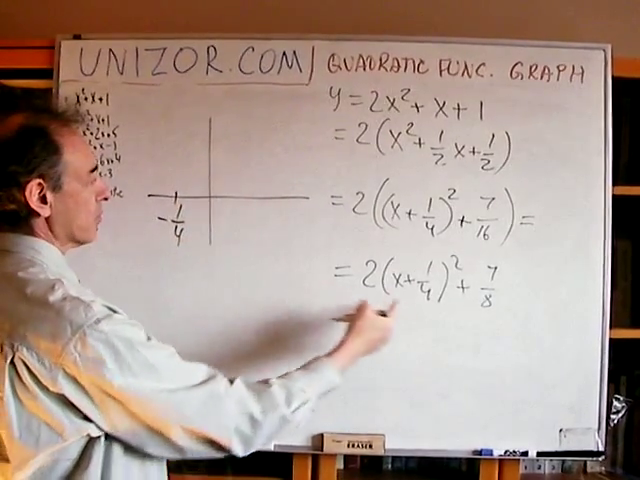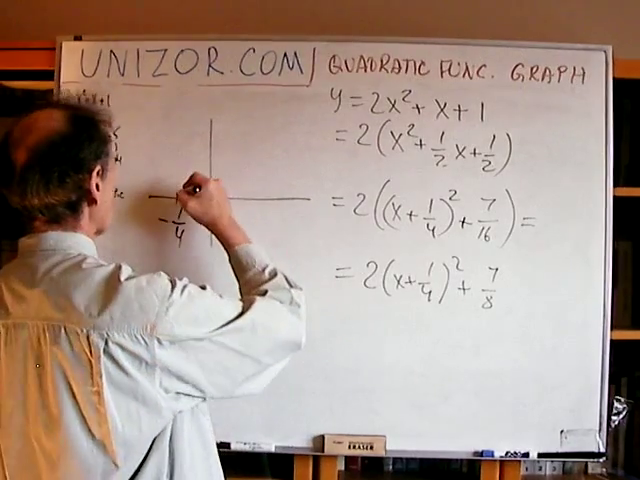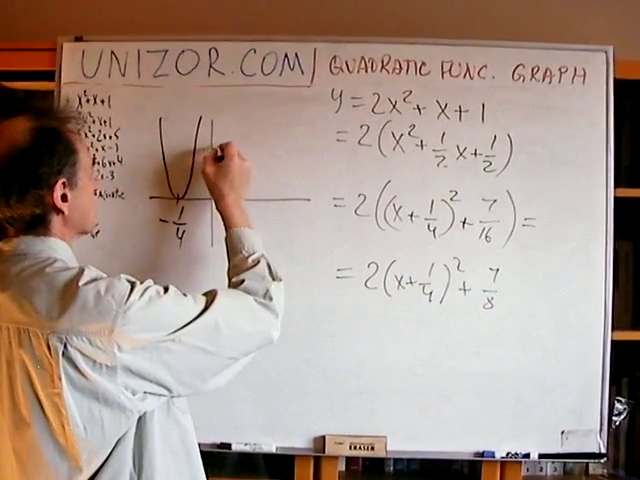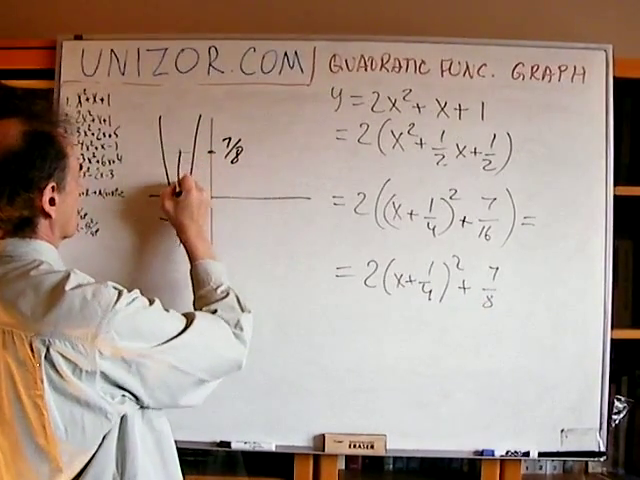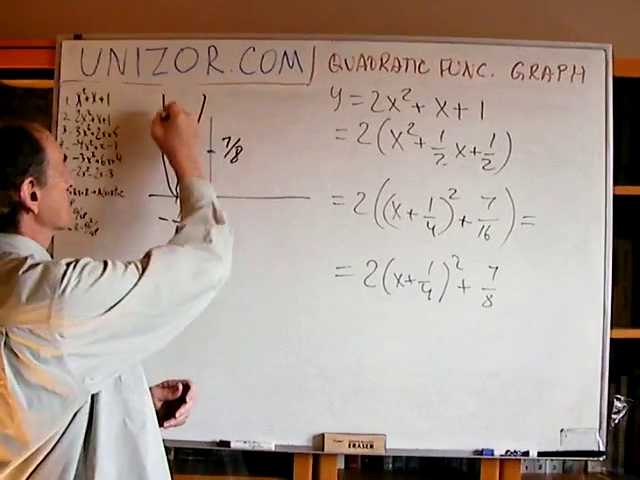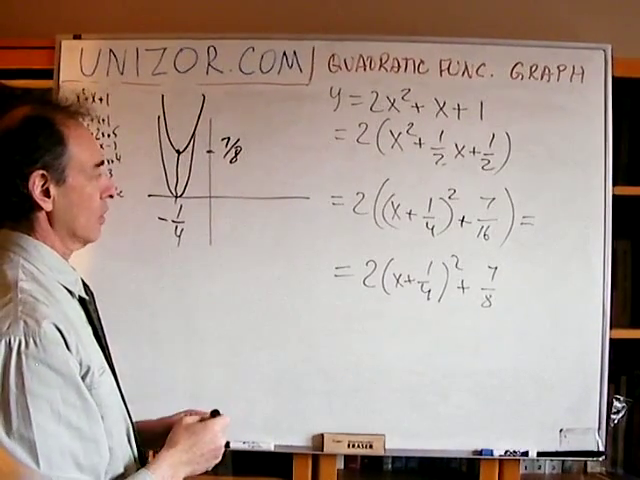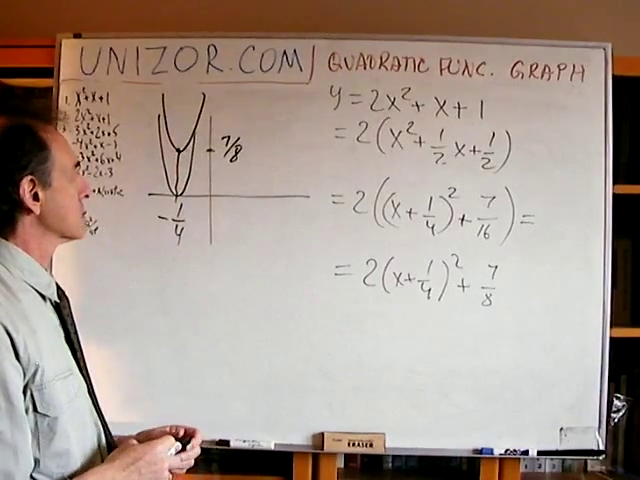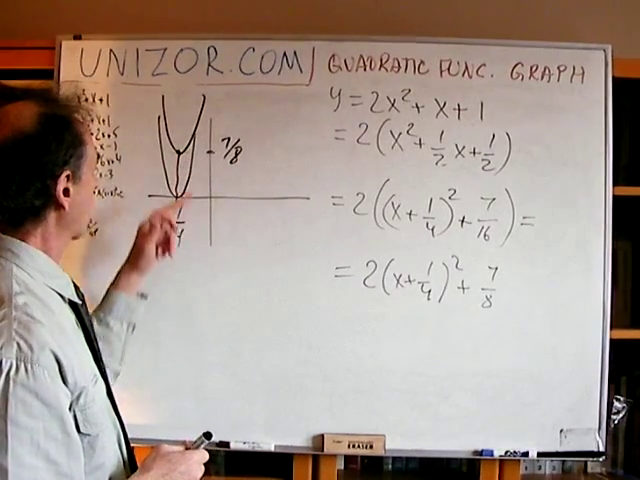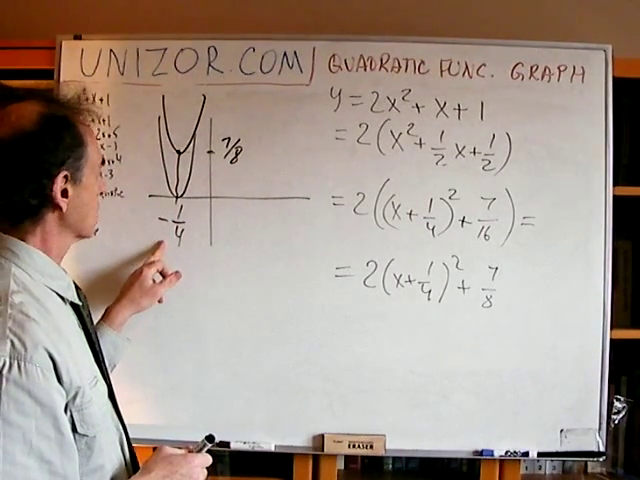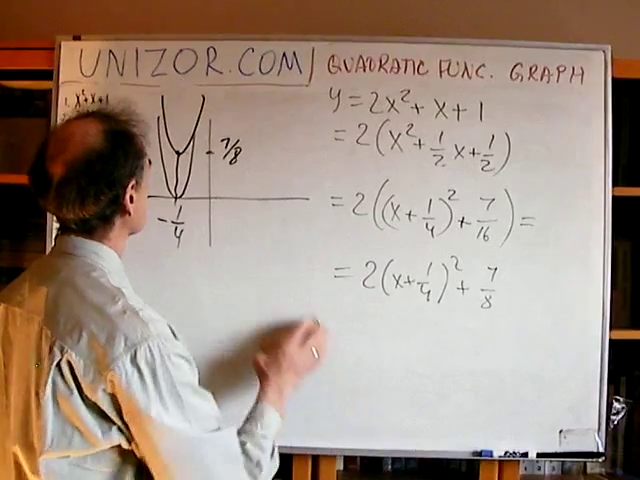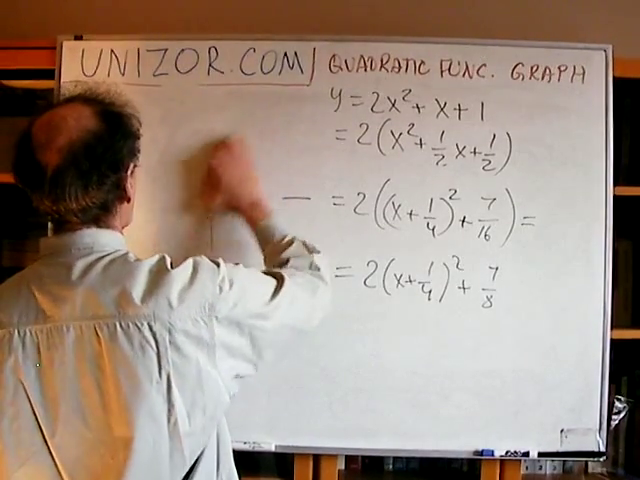Then the parabola should be multiplied by 2, which means it should be 2 times steeper, so it's something like this, and then shift it upwards by 7/8. So this would be the new vertex, and that's how it goes. So this is my graph, this is how the parabola goes. It's twice as steep as the regular y equals x squared, and its vertex has the x coordinate -1/4 and y coordinate 7/8. That's the end of this particular analysis.